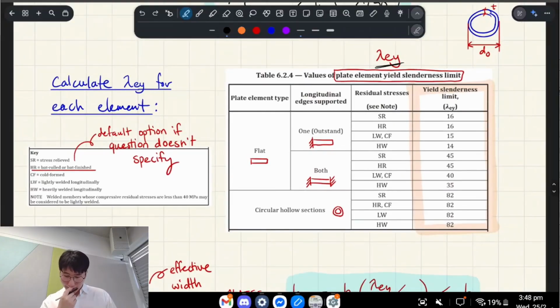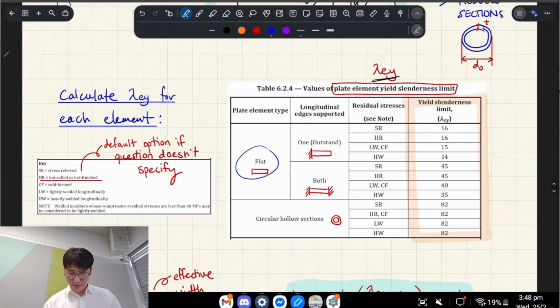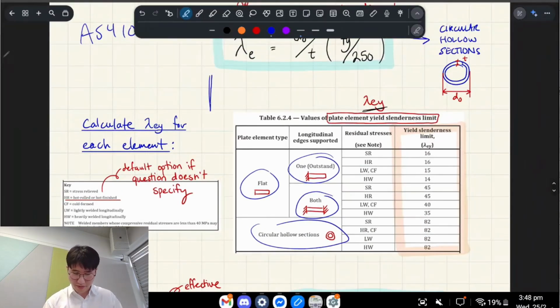So, if, for example, and this is like the whole cantilevering or supported on both sides thing. Oh, so if that value, the yield slenderness limit is higher, I'll get to that. Yeah, all good. So, okay, let's just break down this table, right? So we have flat shapes or plates, and we have circular hollow shapes, okay? So from the flat shapes, we know that there is a cantilevering one and one that's rigidly supported on both sides, right?